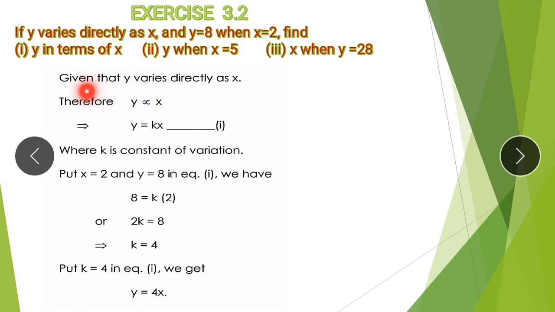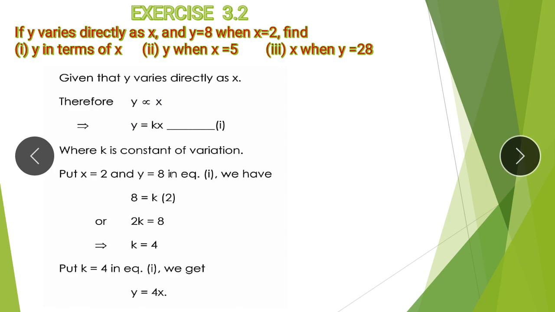Direct variation. So we can write here, given that y varies directly as x, we can write y, this is the symbol used for variation, and this is x. In order to find the constant of variation, we replace this symbol with an equal sign, and we can put k here, as k is the constant of variation.